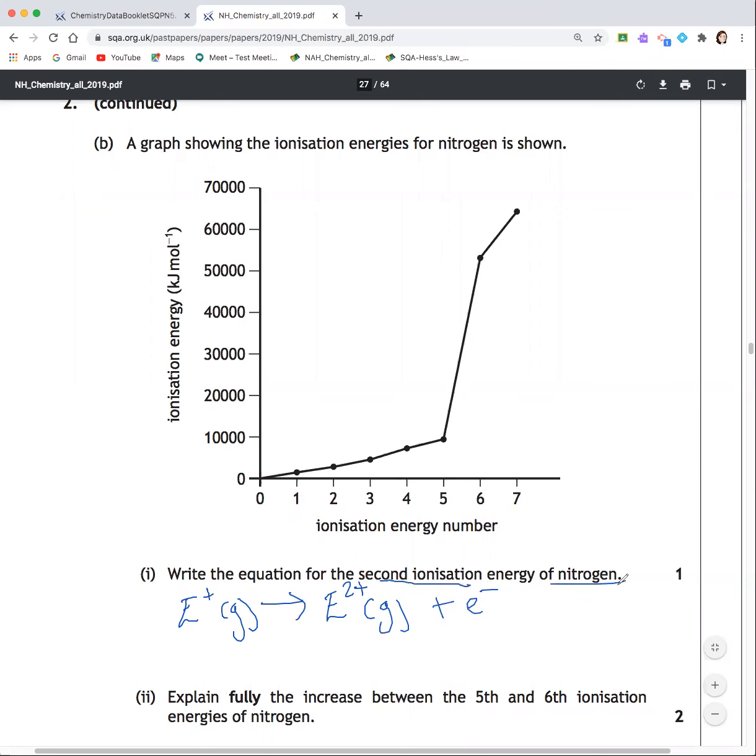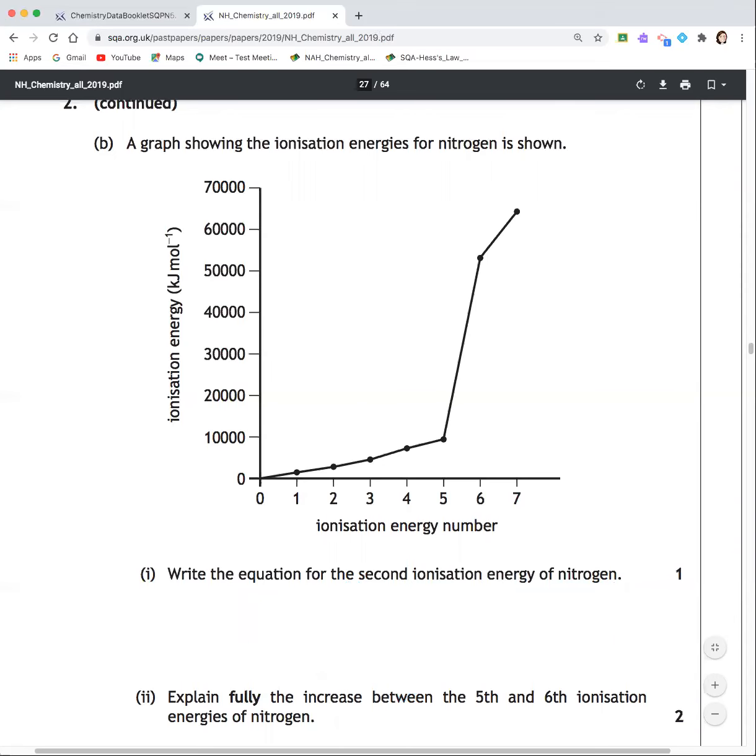But we want it for nitrogen, so all you have to do is replace E with an N, but everything else stays the same. You must show the gaseous state symbol, because one of the requirements for ionization is that the atoms, or the particles, are in a gaseous state. And even though nitrogen exists as a diatomic element, that doesn't matter in the case of ionization. It's never shown as a diatomic element when it's to do with ionization. It's always just a single atom.